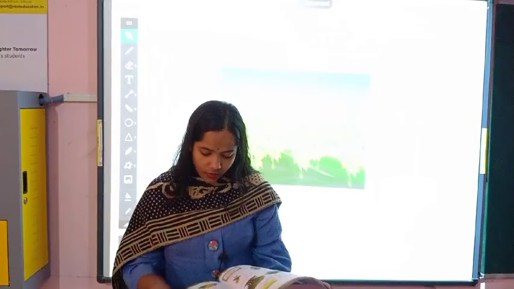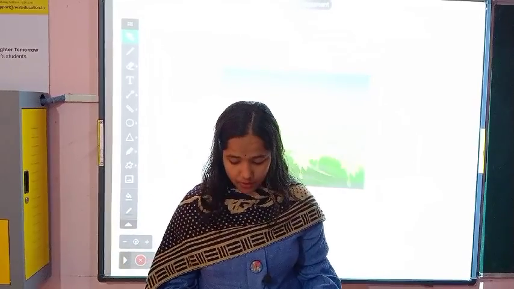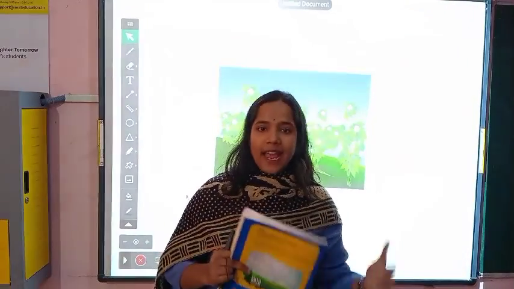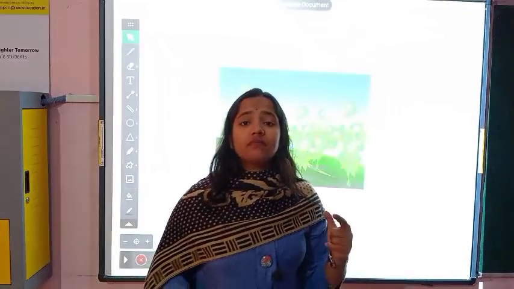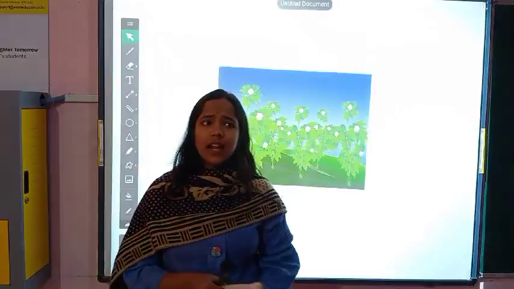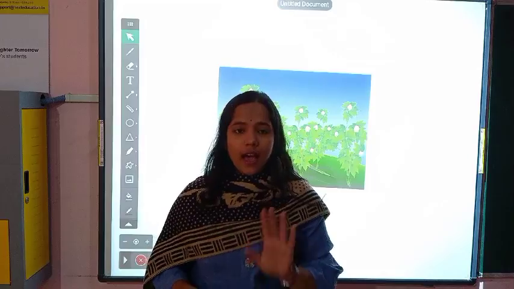Now, what are creepers? Some plants have weak stems, but unlike climbers, they grow along the ground. These plants are called creepers. Students, climbers need wall support or other plant support, but creepers do not need any support. They grow on the ground, like a snake. Examples: have you seen watermelon or pumpkin? And bottle gourd, sorry, bottle gourd. Loki, we say.